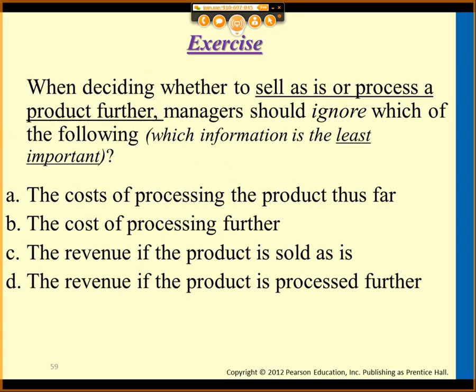Really want to do this with you, so wait. When deciding whether to sell as is or process a product further, managers should ignore which of the following, which information is the least important. The cost of processing the product thus far, the cost of processing further, the revenue if the product is sold as is, the revenue of the product if processed further. A, B, C, D. So it's the cost of processing the product thus far that's irrelevant to us, right?